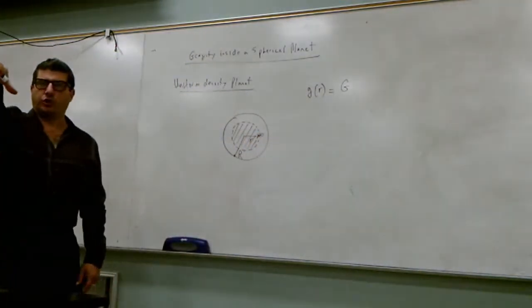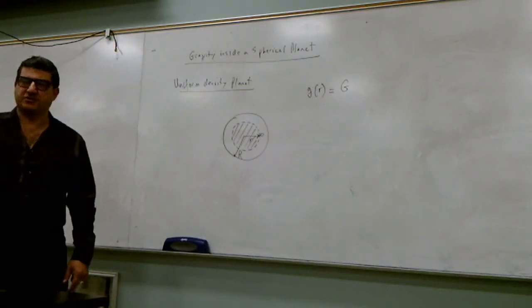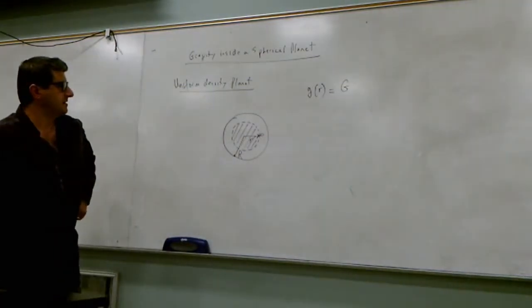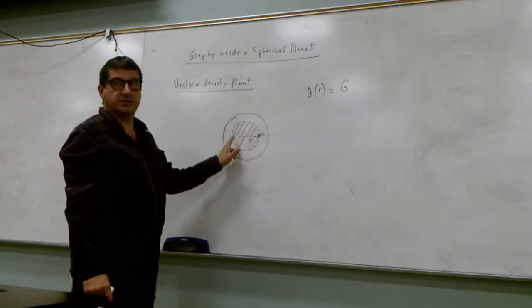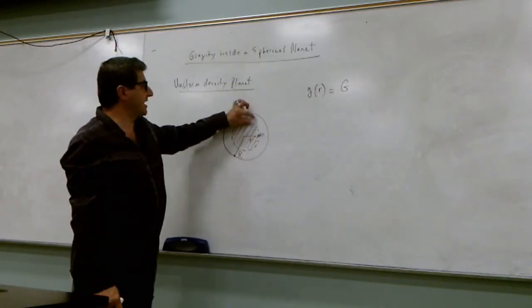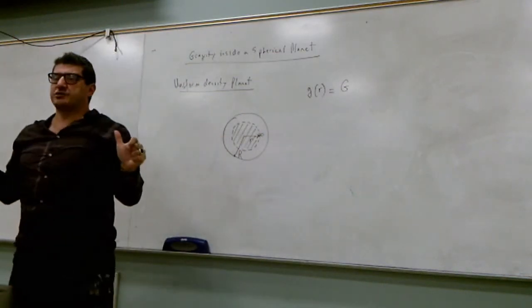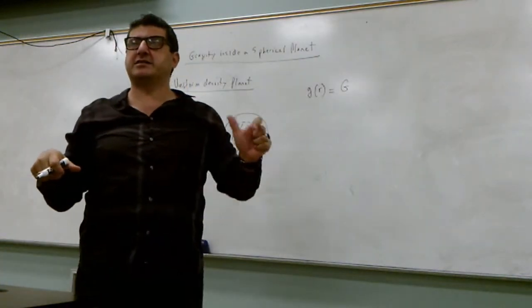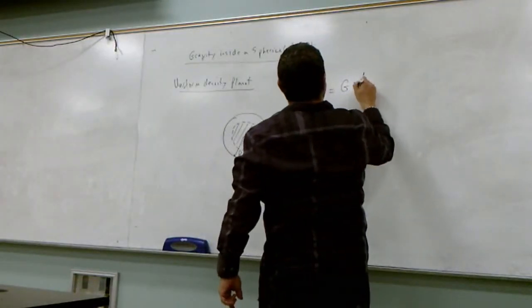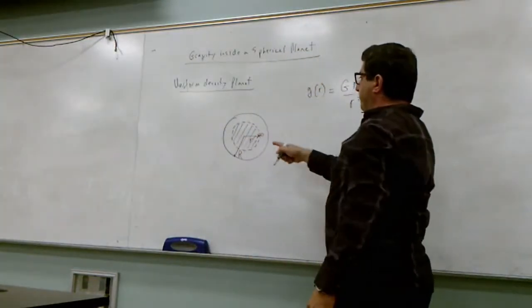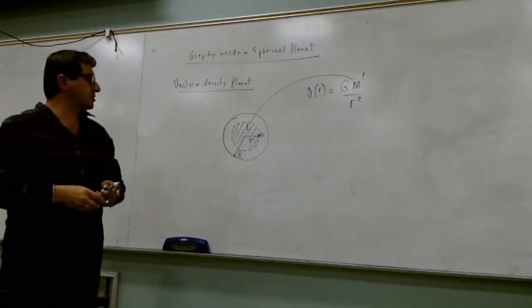So if you're over here and you drop a ball, and you want to know how fast that ball would accelerate down, what would the gravitational field be? What matters is the mass that is inside of the sphere where you are located. The mass outside of that, because it's all outside, drags you in every direction, but the total force cancels out. So it doesn't matter how much mass is outside of you. We're going to do G m prime over r squared, where m prime is the mass inside of you.